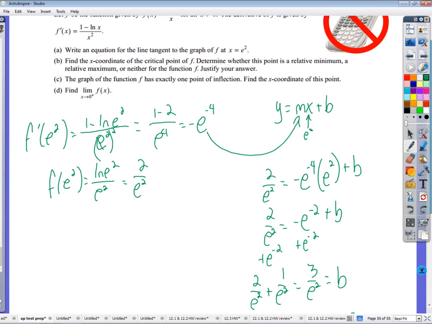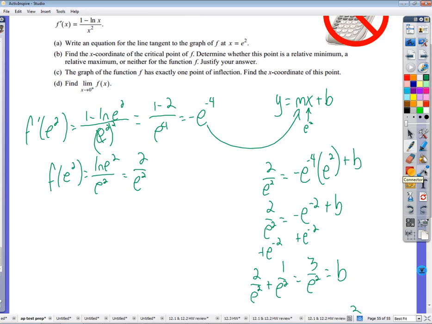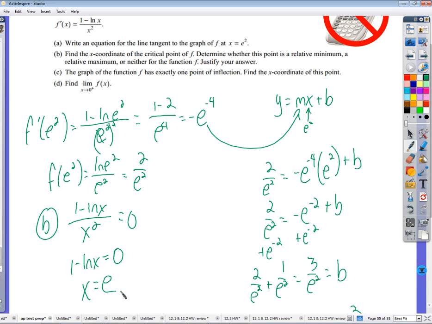So we're going to find the critical value, which means we're going to set the derivative equal to 0. 1 minus the natural log of x over x squared equals 0. Multiply both sides by x squared, you get 1 minus the natural log of x equals 0. So the natural log of x equals 1, which happens at e. So x equals e. Now we have to figure out, is this a maximum or a minimum, or neither? How do we figure that out? We could do the second derivative.